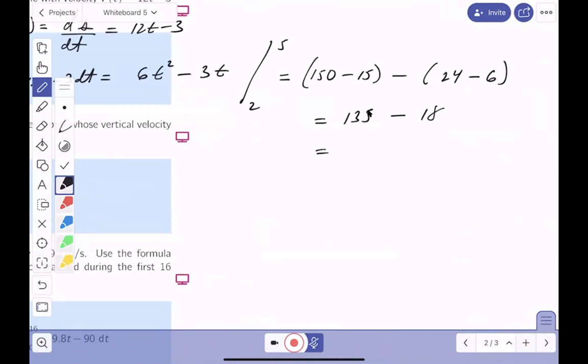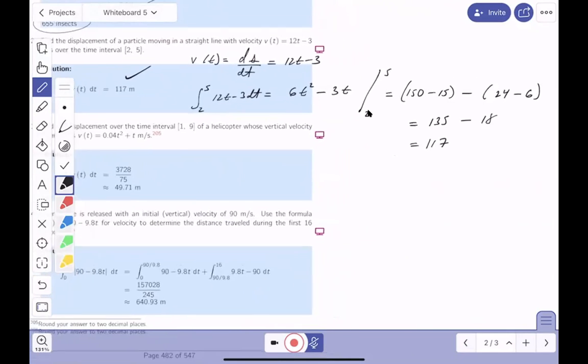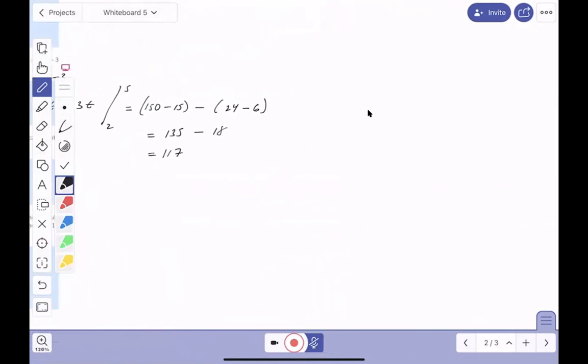Brain's a little slow today. So let's see, 18 from that would be 117. I see what we got there. Wow, perfect. All right. Let me show you a different way of doing that, and let's talk about that.